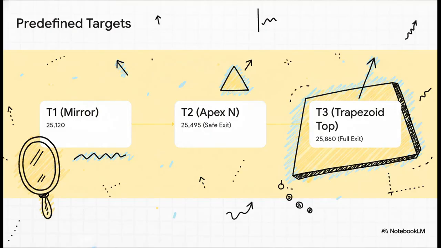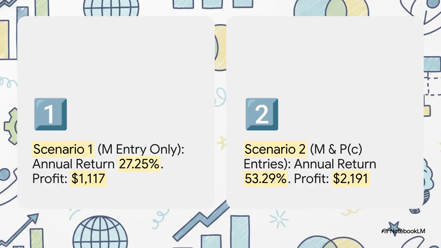The model actually identifies three potential targets here. Target 1, or T1, is the mirror line. Target 2, T2, is at a point called apex N, which is marked as a safe exit. And finally, target 3, T3, is the top of the trapezoid, which is the full exit. And this brilliantly illustrates the projected outcomes. If only that first entry gets triggered, the expected annual return is 27.25%. But if both entries are triggered, that expected annual return jumps to 53.29%.